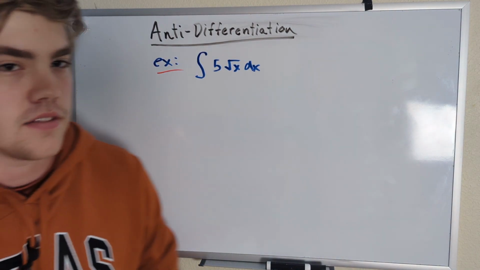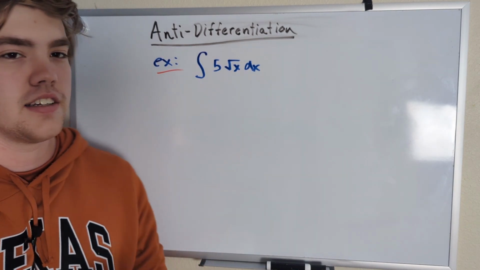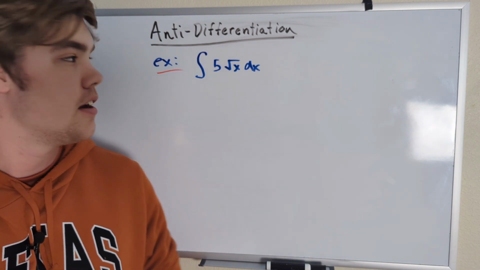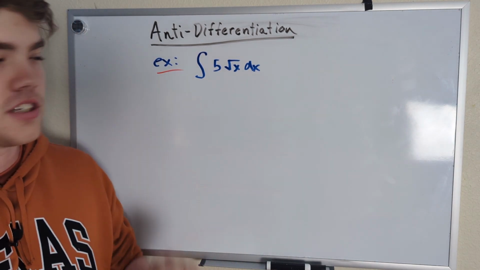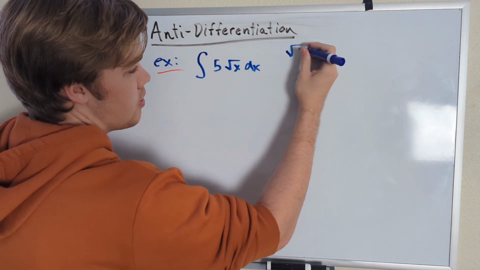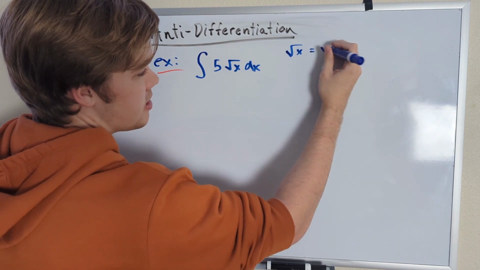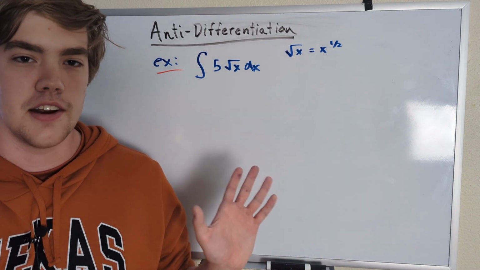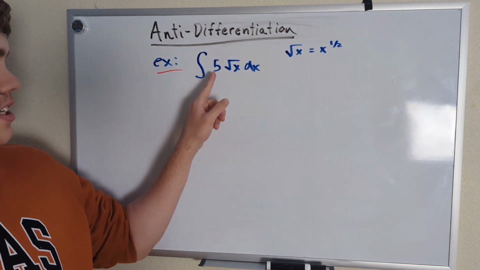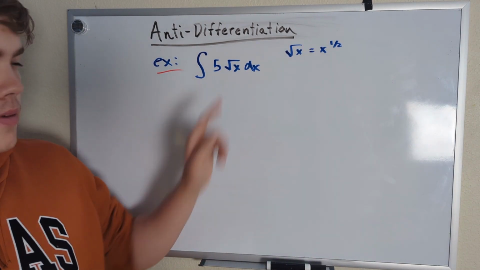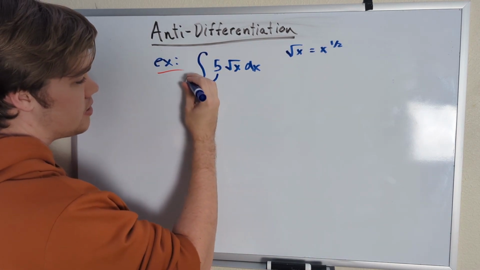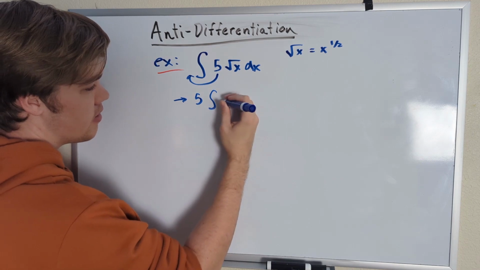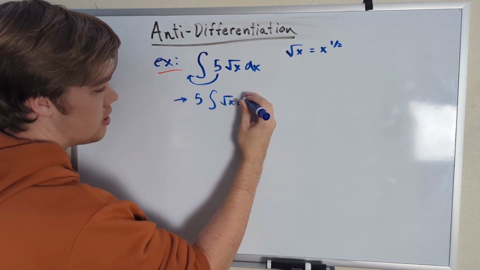Now you may be a little bit confused because I didn't mention how to find the antiderivative of a square root function. And don't worry, it's not too hard. You may remember that the square root of x is actually equal to x to the 1/2 power. And that's a little bit easier for us to work with here in calculus. But you may also notice that this 5 is a constant being multiplied by a function, so we can pull this 5 out to the front. So this turns our problem into 5 times the antiderivative of the square root of x dx.